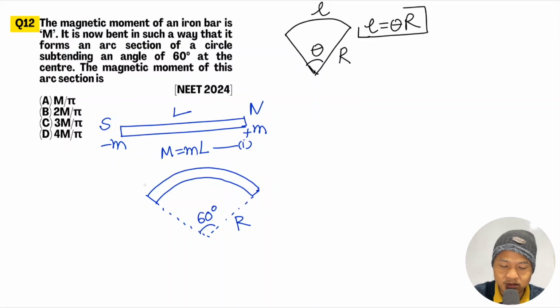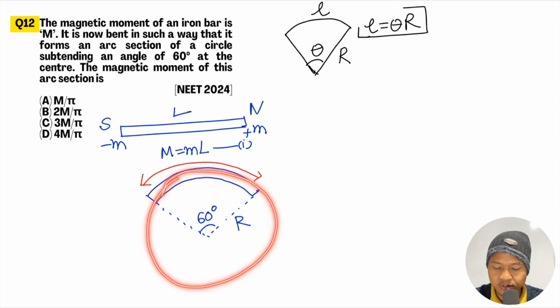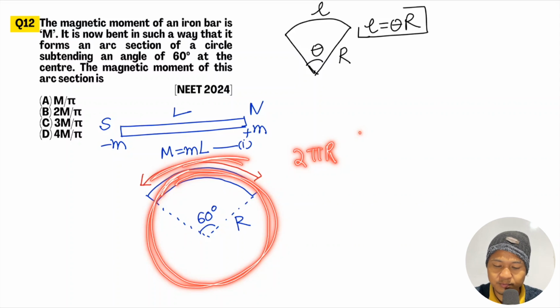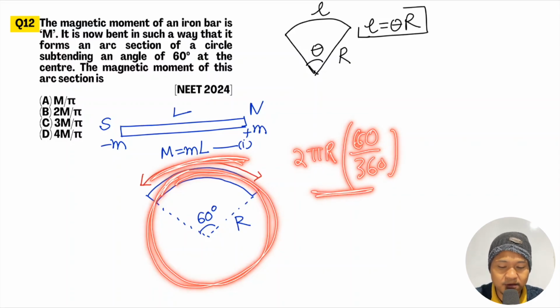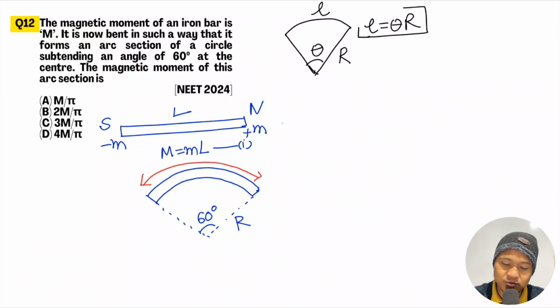But if I have a full circle, this is 2 pi r. I have to take only this part, so that is 60 divided by 360 into 2 pi r. That will be the length of the arc. Let's say this is x, and x is basically L.